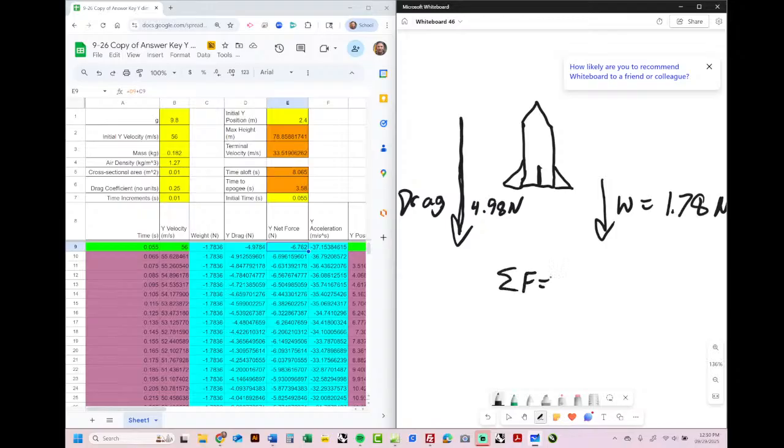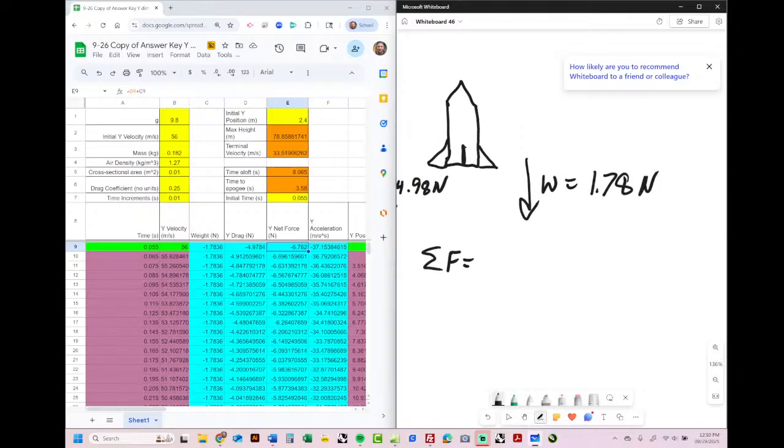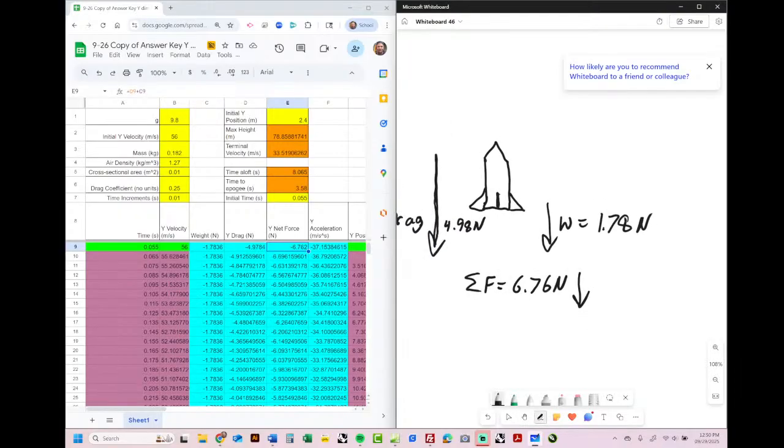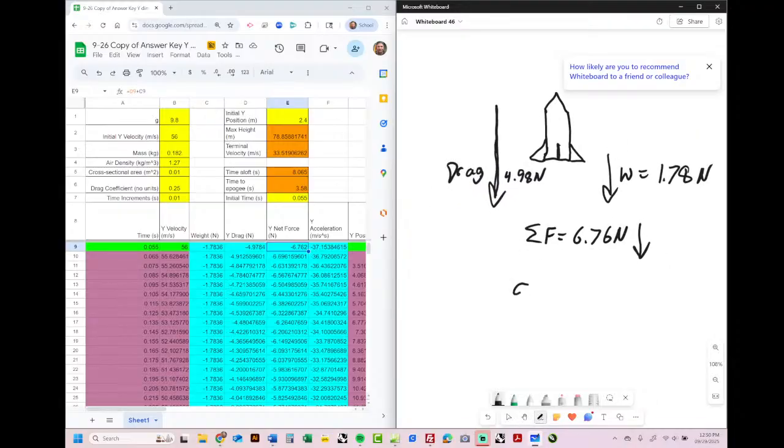The net force, if I add these two together, they're both negative, they're both downward. I'm just going to write it as a positive and show that it's down. The net force is 6.76 newtons downward. The acceleration, I can just copy this. I could calculate it with the net force and the mass of the rocket, but you can see it's right here.